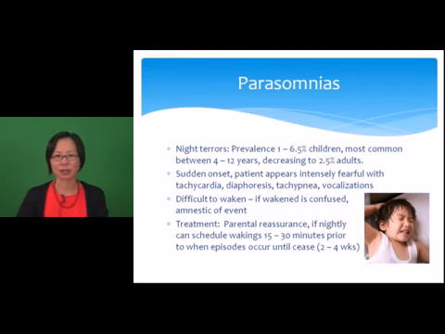This is of sudden onset. The child suddenly appears intensely fearful. They're tachycardic, diaphoretic, they're screaming. They're hard to awaken, though. So they seem like they're awake, they're screaming, but when you try to waken them, they're very hard to get fully aroused. And when you do waken them, they're often confused and they don't remember the event.